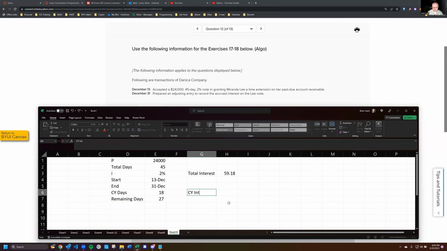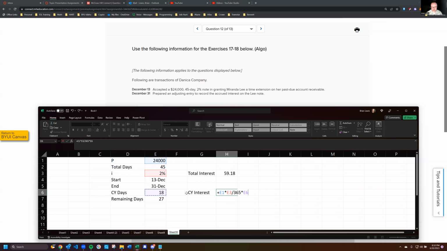Now, if I do that same calculation for the actual number of days, current year interest, I'm going to take the total amount times the percentage rate divided by 365 times the number of days. Now, the only question here is do you include the start date, or do you just take the difference between the two dates? There's a big difference because this could be 19 or 18. So I'm going to assume that they need to include the actual date.